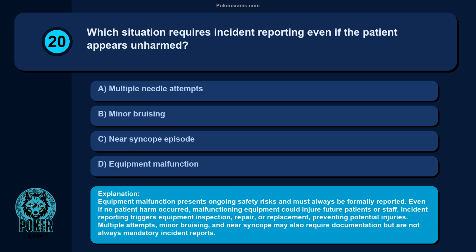Equipment malfunction presents ongoing safety risks and must always be formally reported. Even if no patient harm occurred, malfunctioning equipment could injure future patients or staff. Incident reporting triggers equipment inspection, repair, or replacement, preventing potential injuries. Multiple attempts, minor bruising, and near syncope may also require documentation but are not always mandatory incident reports.